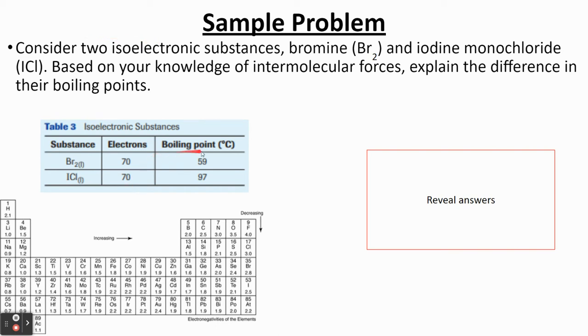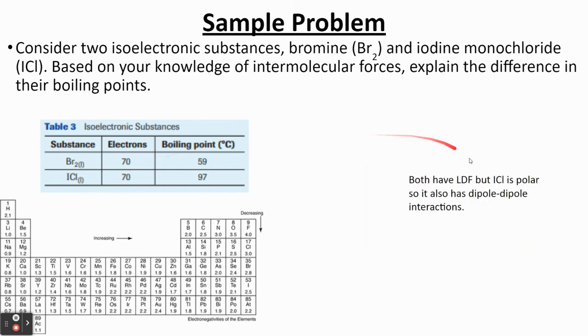So chances are one of these has more intermolecular forces of different kinds. You might be able to tell that it's ICl because it has a higher boiling point. So this molecule has more forces. It not only has the same LDF as Br2, but there's probably some other interactions happening. If you were to figure out if it's polar or non-polar, you would probably find that this is a polar molecule. Because it's polar, it's able to do not only LDF, but also dipole-dipole. So both have LDF, but ICl is polar.